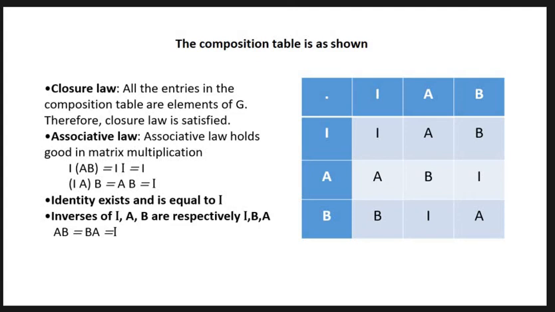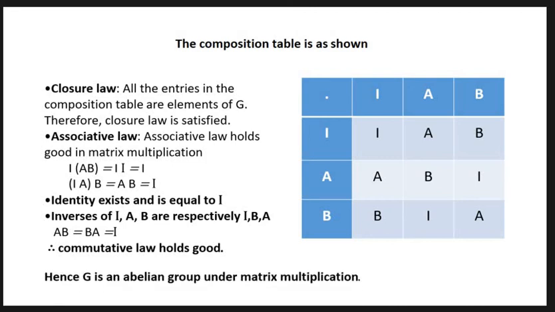Therefore, the commutative law holds good. Now, see all the five axioms: closure law, associative law, identity, inverse exists, and commutative law also holds good. Therefore, G is an abelian group under matrix multiplication.